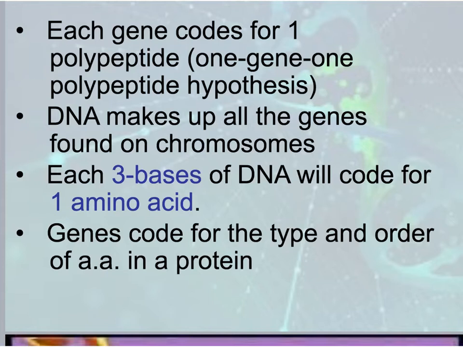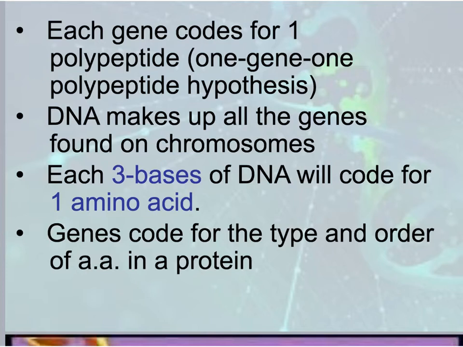Okay, so there is this hypothesis called the one gene, one polypeptide hypothesis. Another way to say that is one gene, one protein. What this simply means is that every gene on the DNA in your nucleus codes for one protein. Reviewing DNA, that's what your chromosomes are made up of.